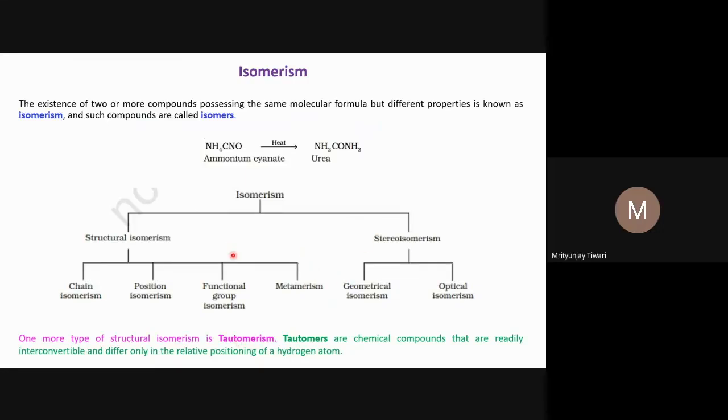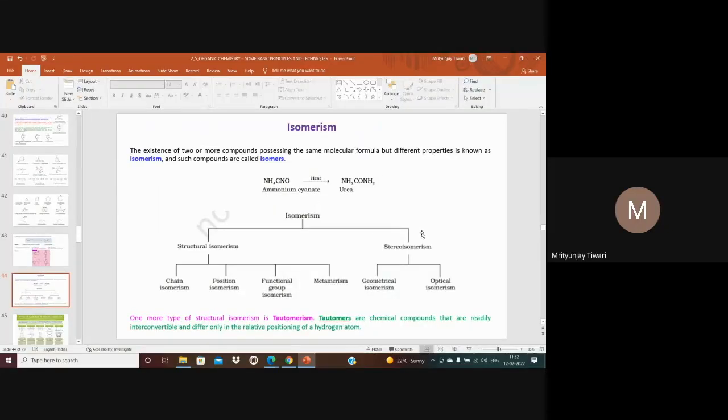What are these isomers, and what is the difference in structure? Other things we'll see in the next class. I have just explained briefly what the different names are and so on.